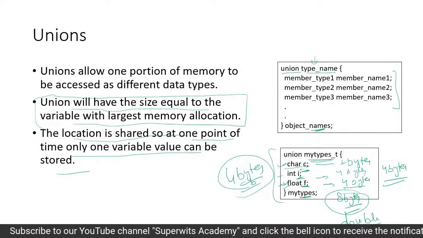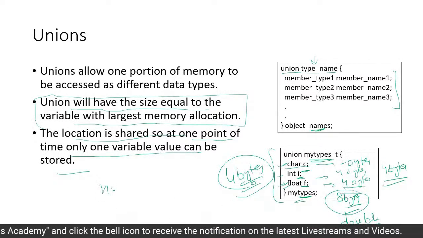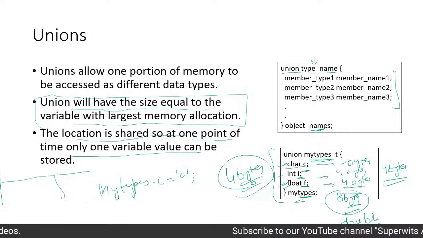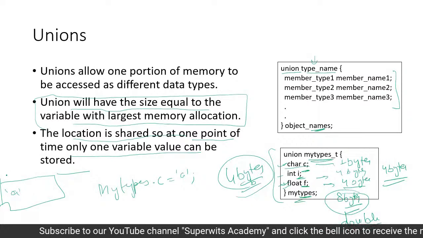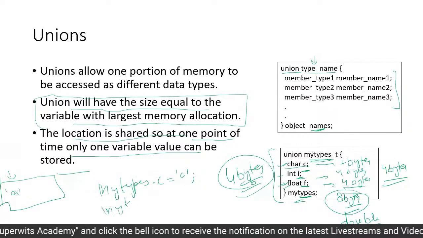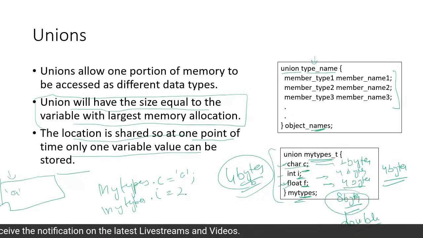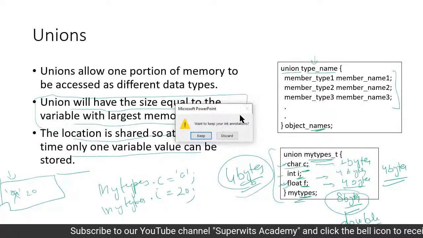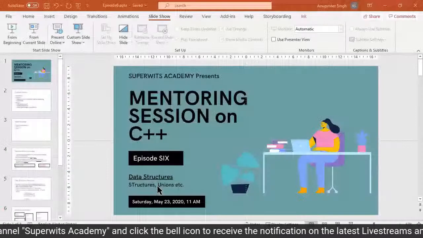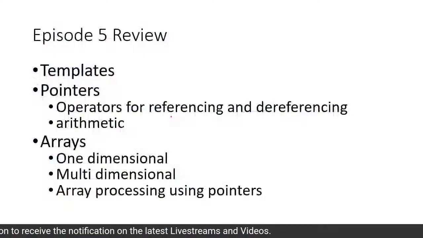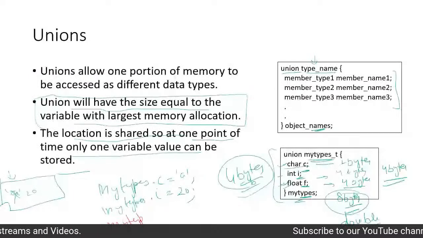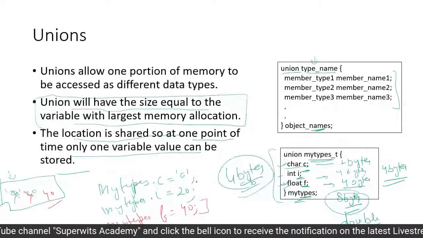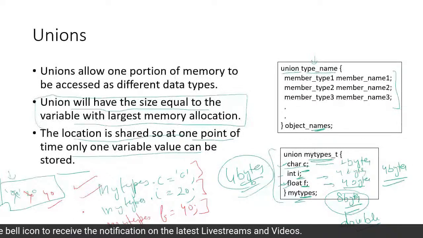Every time you replace the value of that particular variable. Let's say this is the object I've created for this union. So mytype.c equals a means the memory will have the value a stored at the location given for mytype. If I do in the next line mytype.i equals 20, then this will be replaced by 20. And if I do mytype.f equals 40, this value will be replaced by 40. So you can only have one single value at a time in this particular union definition. This is a major difference between structure and union.